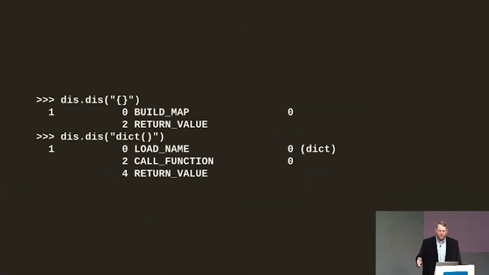If you actually want to put something in the dictionary, it's more operations than that. You have to push some things onto the stack and then build map with them. But it's still usually going to be faster. So what about some other examples?